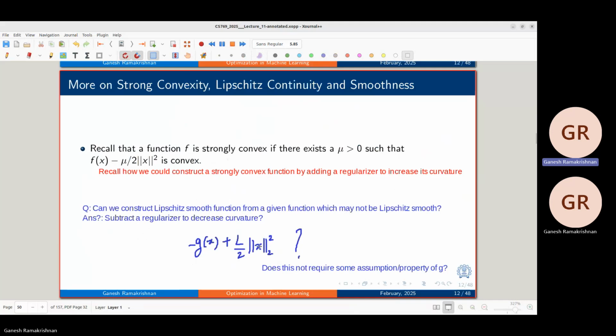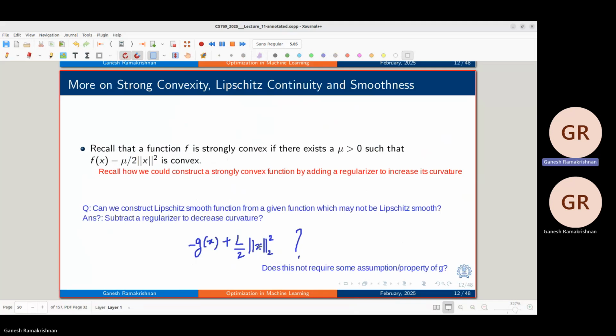Question is, can we similarly construct a Lipschitz smooth function from a given function? I give you a function f, it's not Lipschitz smooth. How do I construct one? Exactly this, right? If I had a function f which is convex, I'll make it strongly convex by adding a regularizer. Adding a regularizer is like putting the orange lower bound, saying I will increase your curvature beyond the orange curve. Now the question is, it's convex. Can I make it Lipschitz smooth by upper bounding its curvature? Saying, I'll subtract something from you.